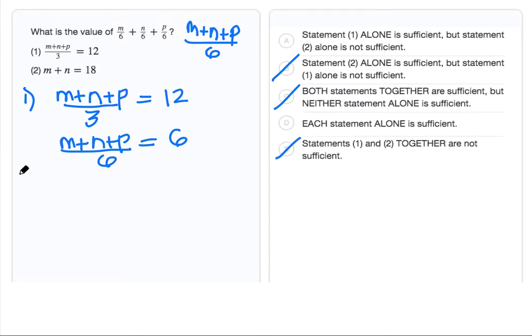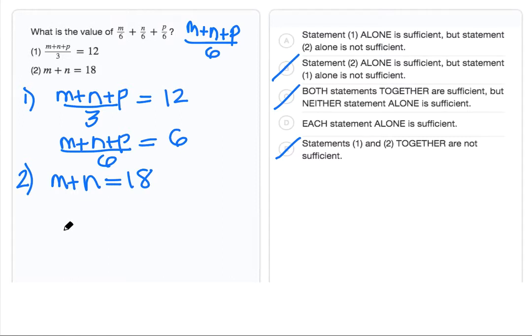Now let's look at statement 2. Statement 2 tells us that m plus n is equal to 18. Well, the first thing we might notice is that we have 3 variables in the expression we're trying to figure out, which is m plus n plus p over 6, but only 2 variables here, m and n. So if we only have 2 variables but don't know anything about variable p, then we're not going to have enough information to find what we need.